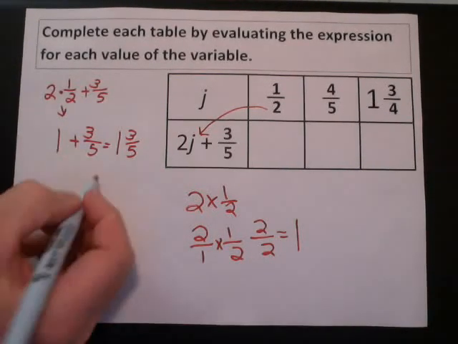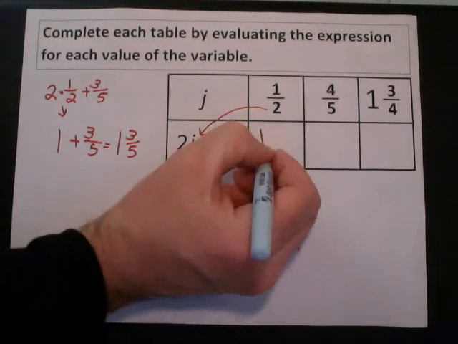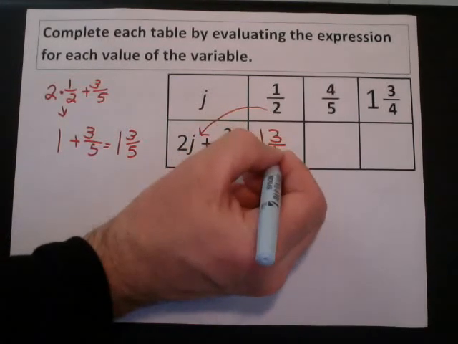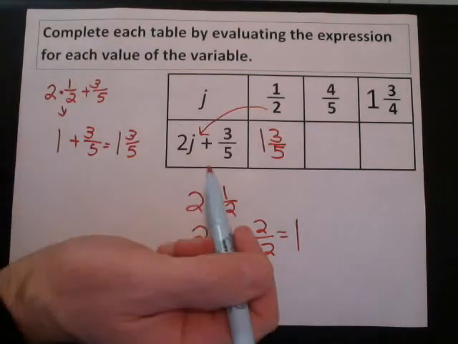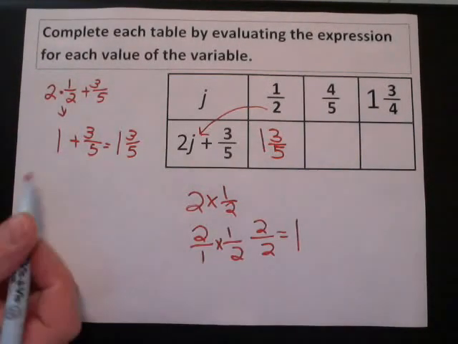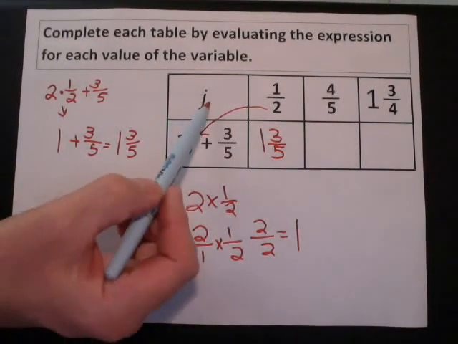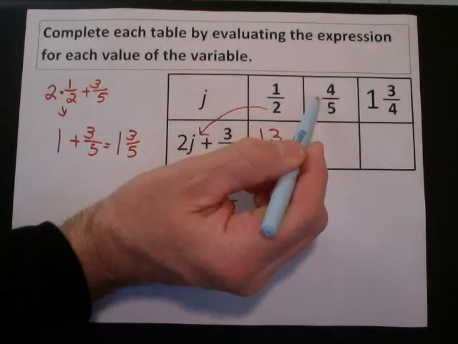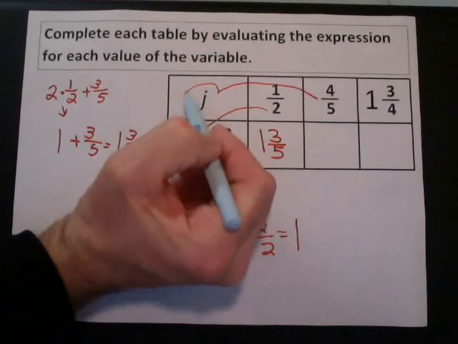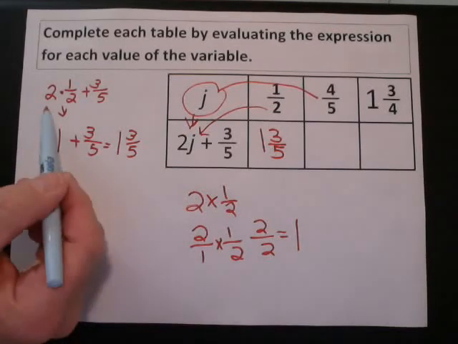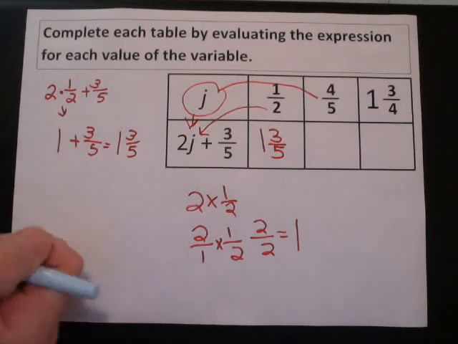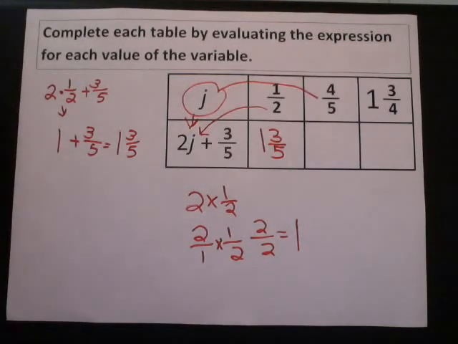So your answer for this one would be 1 and 3/5. And that's how you would solve this table there. Just remember that you're going to substitute the value of J into the expression, just like we did over here. All right, if you have further questions, you can see your teacher.